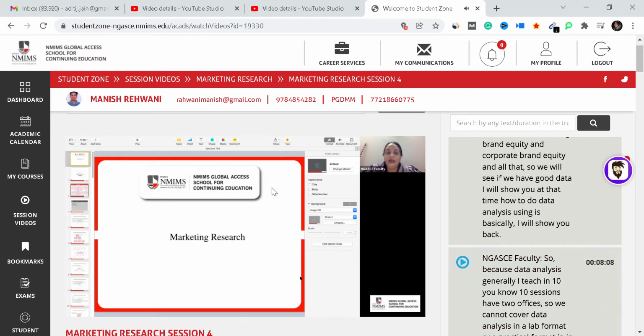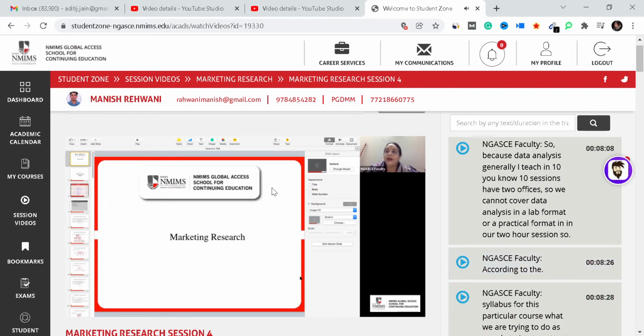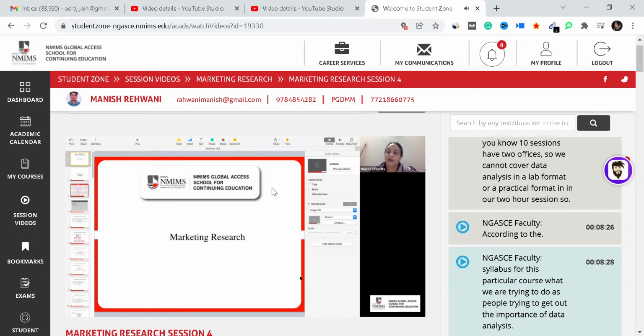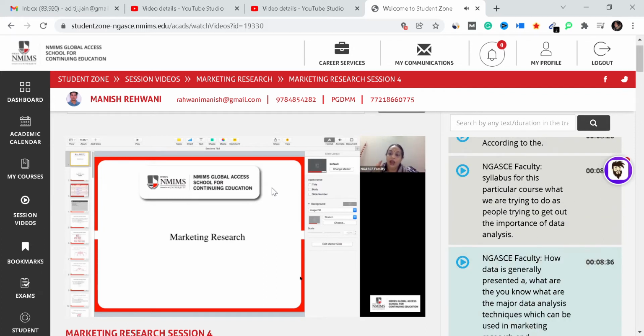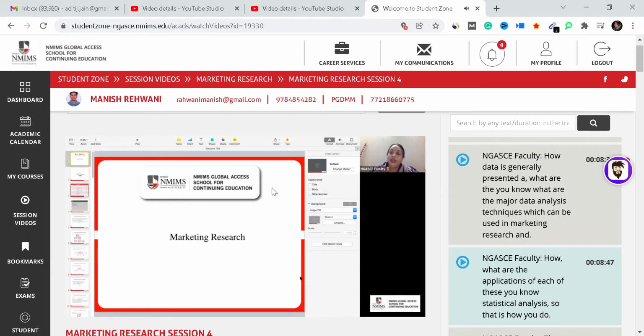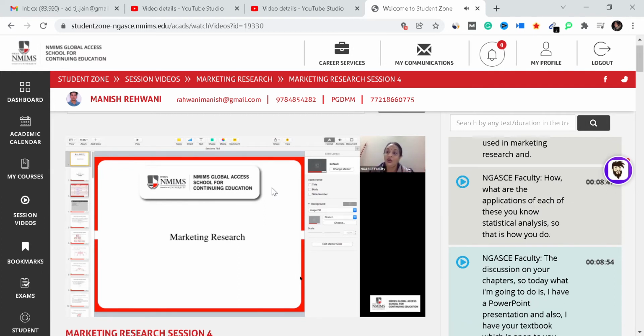So according to the syllabus for this particular course, what we are trying to do is, we will try and figure out the importance of data analysis, how data is generally presented, right? What are the major data analysis techniques which can be used in marketing research, and what are the applications of each of these statistical analyses. So that is how the discussion on your chapter is.